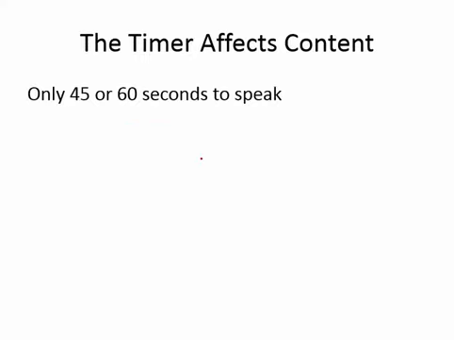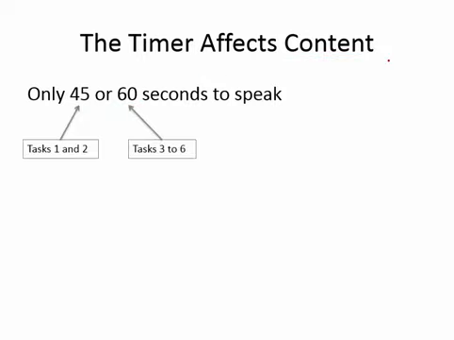In this lesson, I'm going to talk about pacing. So this is using the timer appropriately in the speaking section and how fast you speak. So first, let's talk about that timer. You only have 45 or 60 seconds to speak, so that affects what you say. It's a short time. You can't talk about anything. You need to talk about some specific things. And that's 45 seconds for the independent tasks and 60 seconds for the integrated tasks, 3, 4, 5, and 6.